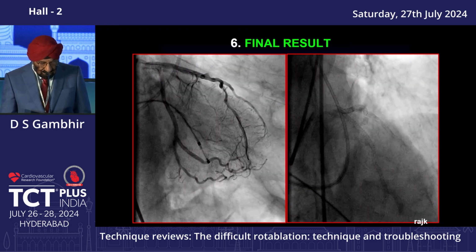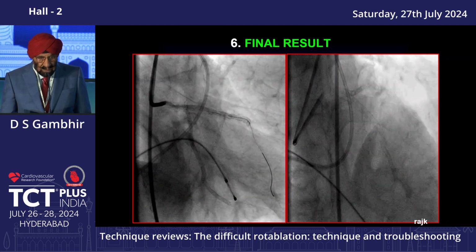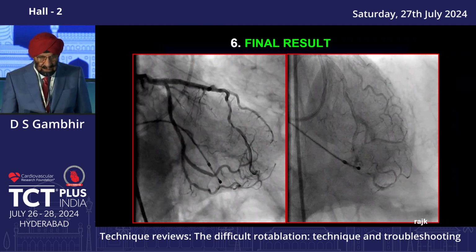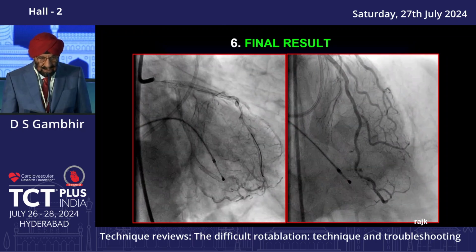And this is the final result after putting in 6 stents, including the left main, and the patient did very well after that. In fact, he came with acute LVF with the ejection fraction of 30% and has done well for 2.5 years. He had a CA larynx and then died.